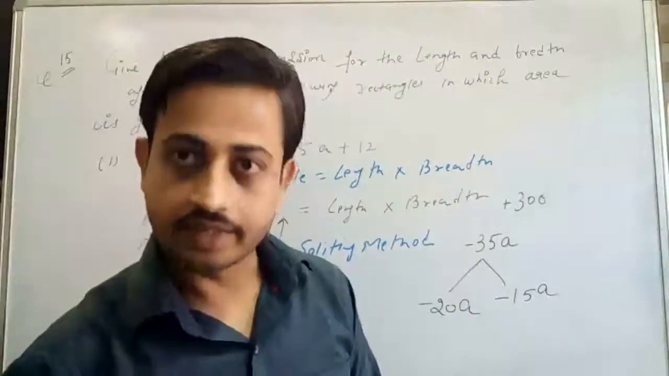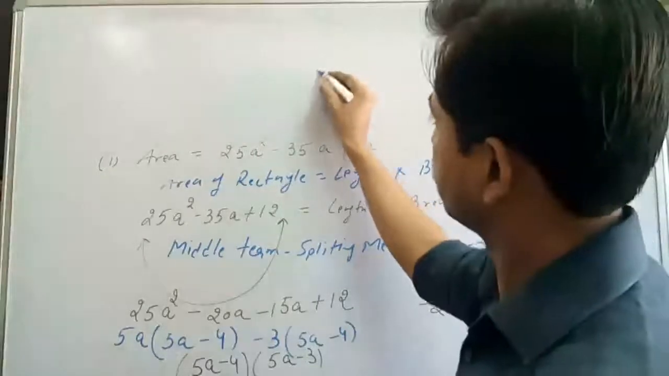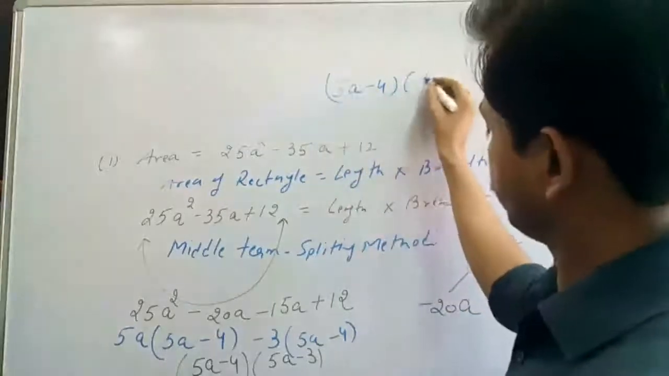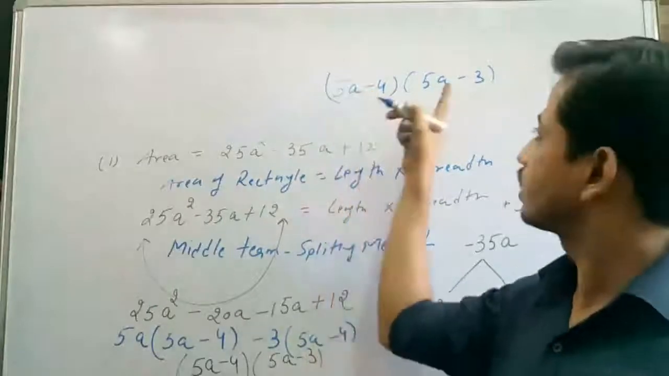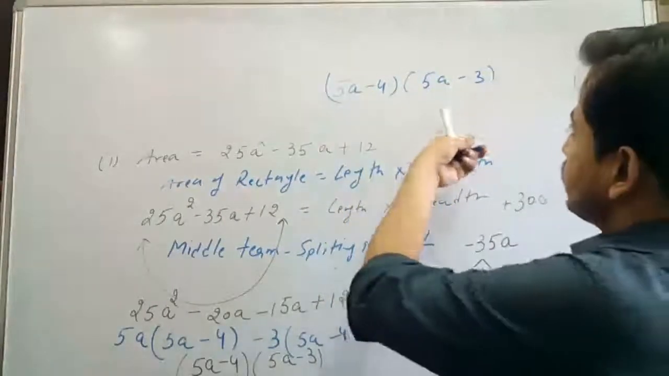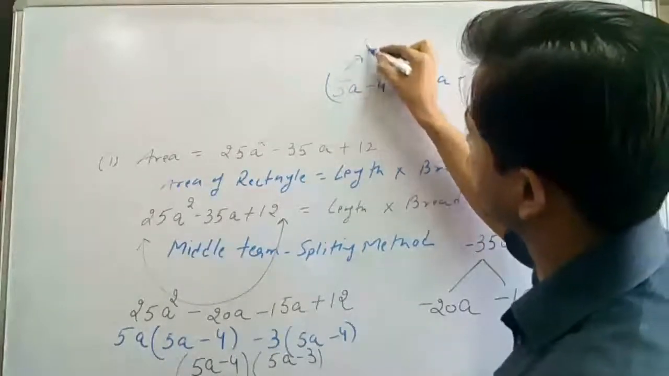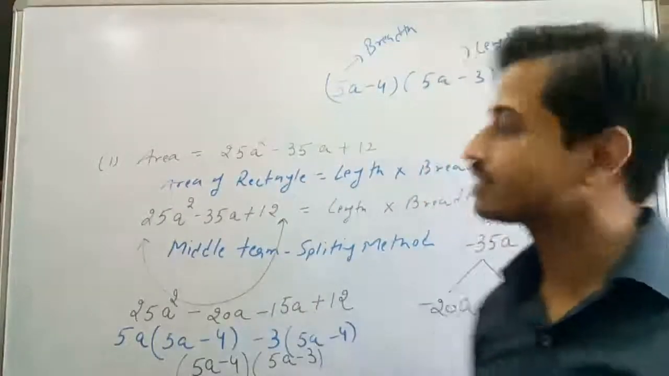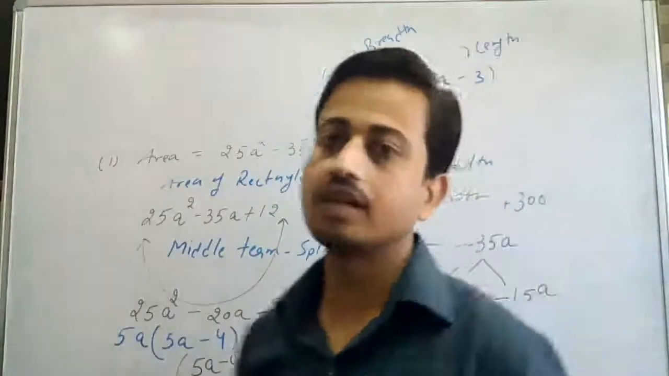These are the factors. So please make a note first. So this is what we get: 5a minus 4 and 5a minus 3. 5 is the same, so 5a minus 3 is larger. So this is the length and this becomes the breadth. So the answer is: length is 5a minus 3 and breadth is 5a minus 4. So please make a note.